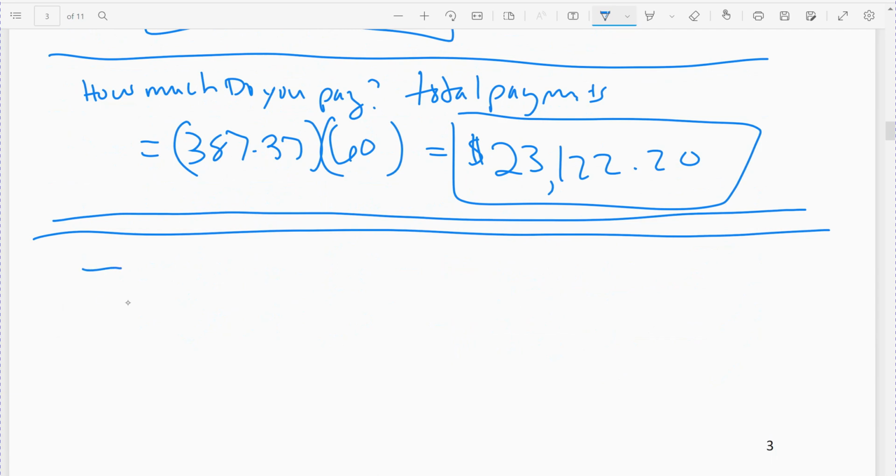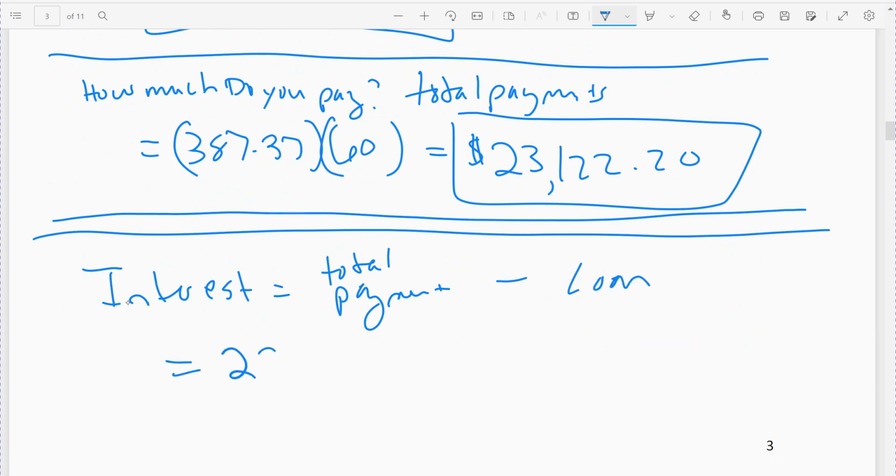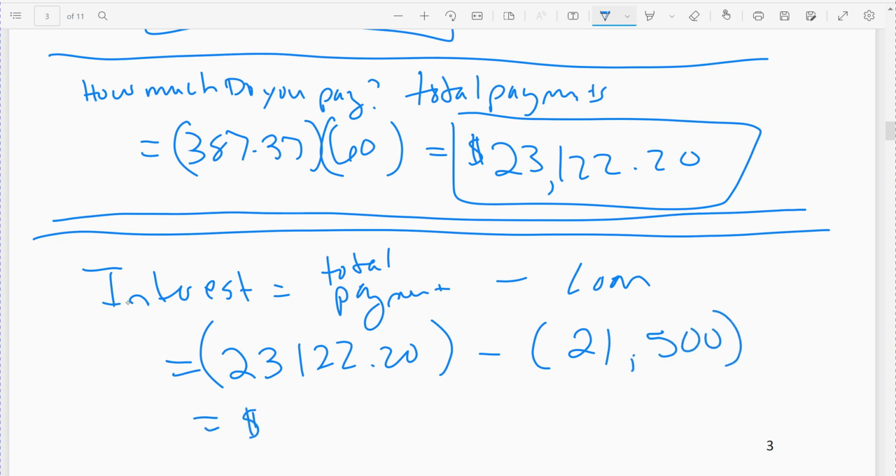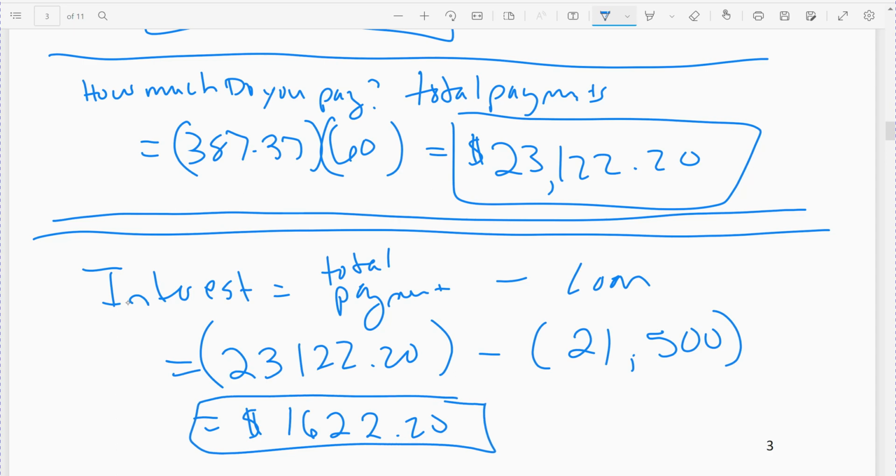All right, so how much interest did you end up paying on your car? So again, the interest is the amount you paid, the total payments, minus the loan, the amount you borrowed. All right, so the total payments was $23,122.20 minus the $21,500 that you actually borrowed. So the difference is $1,622.20. So again, a little bit better than the previous example because the loan was shorter.